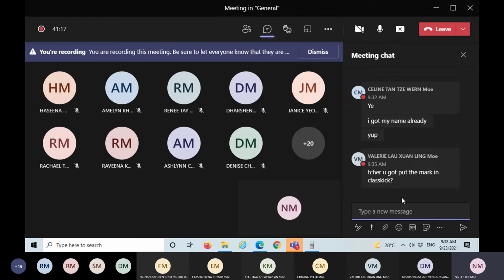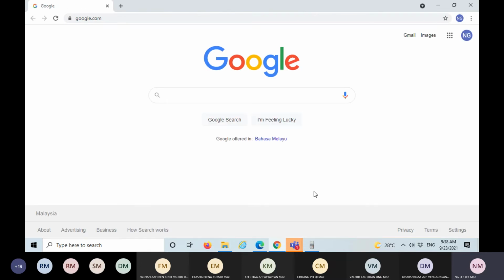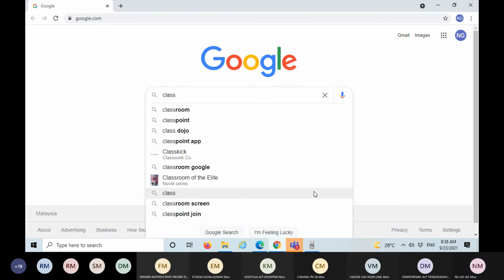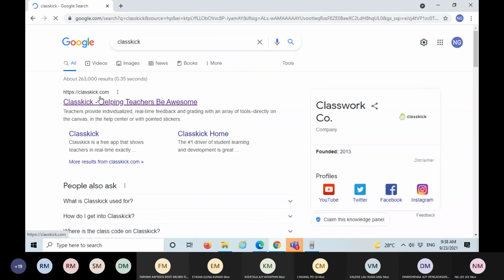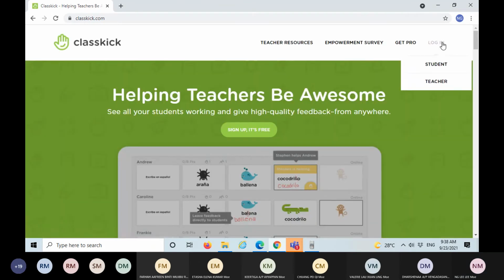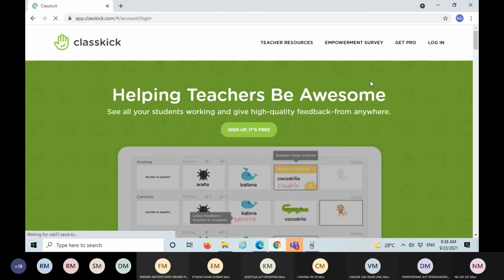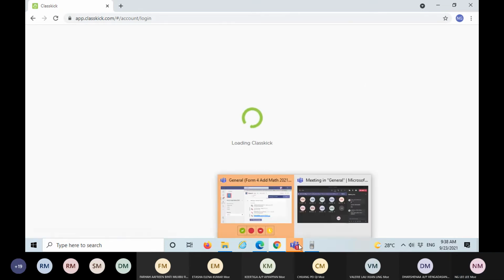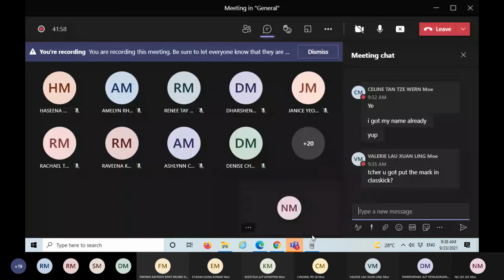Where you say what teacher you got, put the mark in class kit. Yeah, no, I didn't put total marks, but you can see. I'm still sharing the screen, I don't know what you can see. Is it the same thing like mine? Okay, wait. Wait for a while.